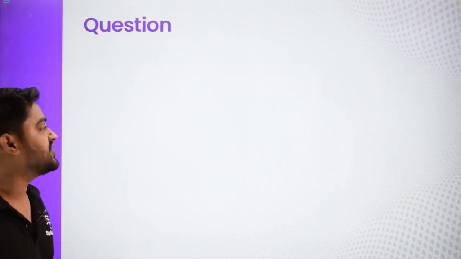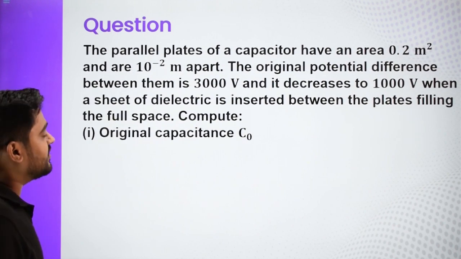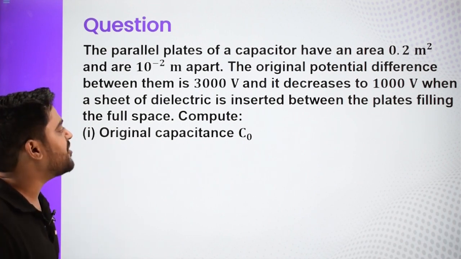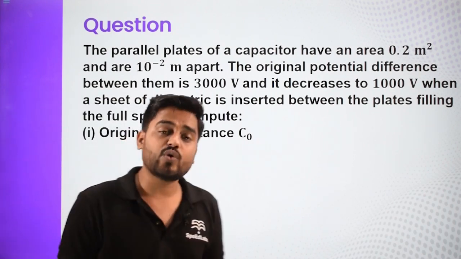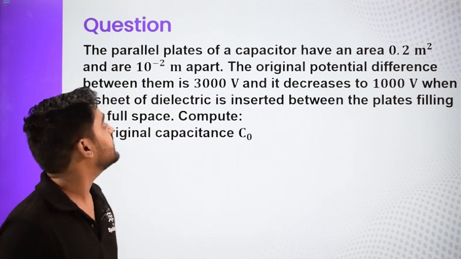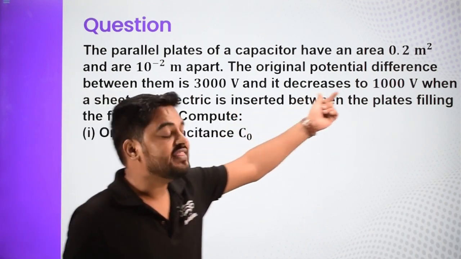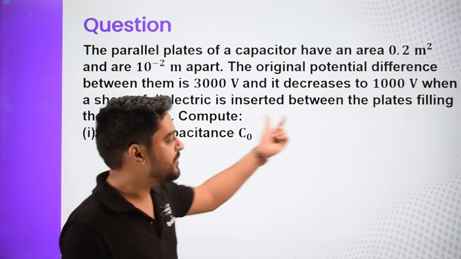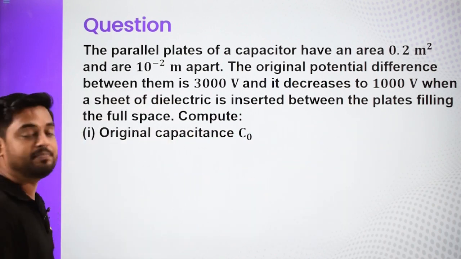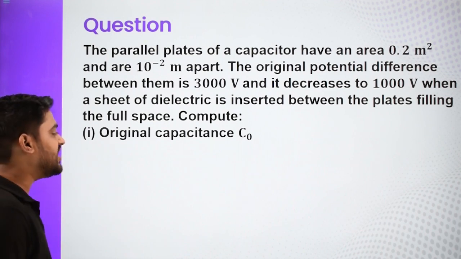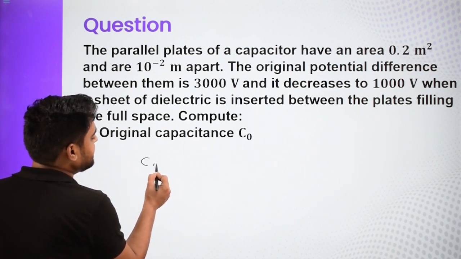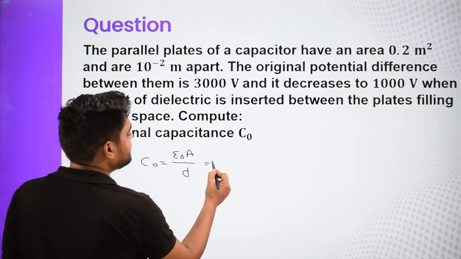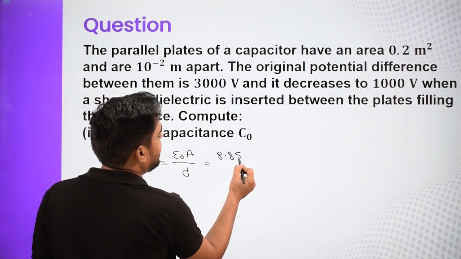Now let us discuss a question. This question says, the parallel plates of a capacitor have an area of 0.2 meter square and are 10 raised to power minus 2 meter apart. The original potential difference is 3000 volt, and it decreases to 1000 volt when a sheet of dielectric is inserted between the plates, filling the full space between the plates. Now we need to compute the original capacitance. For the original capacitance, I would simply say that it is epsilon naught A by D. This is the formula for the original capacitance, and epsilon naught is 8.85 into 10 raised to power minus 12.